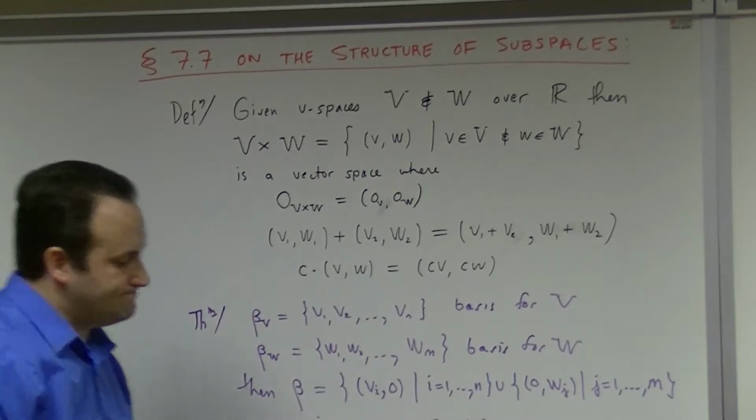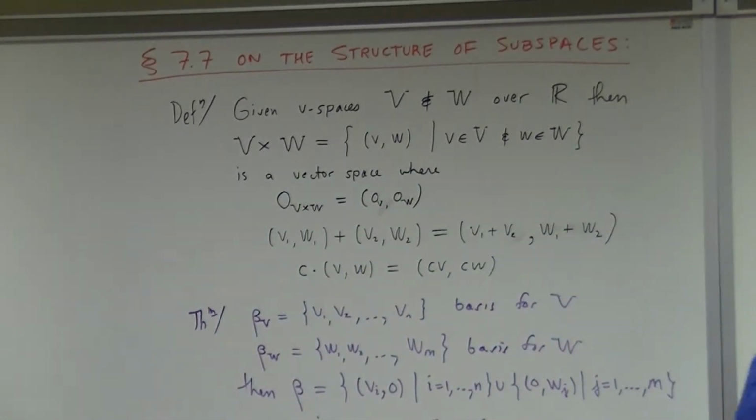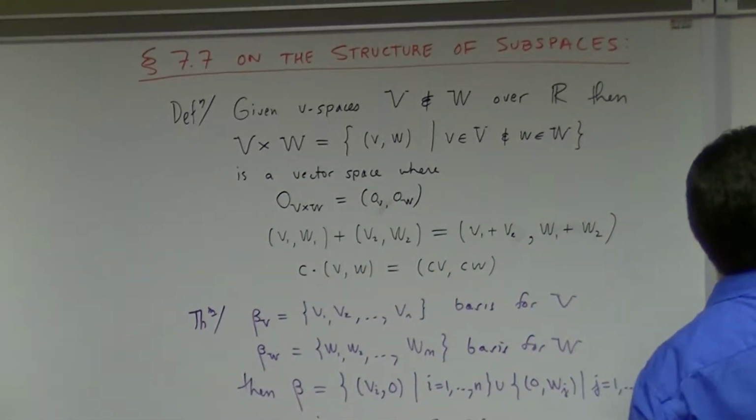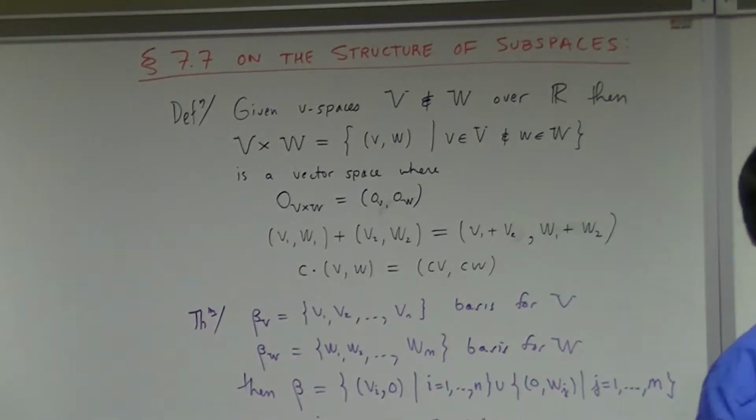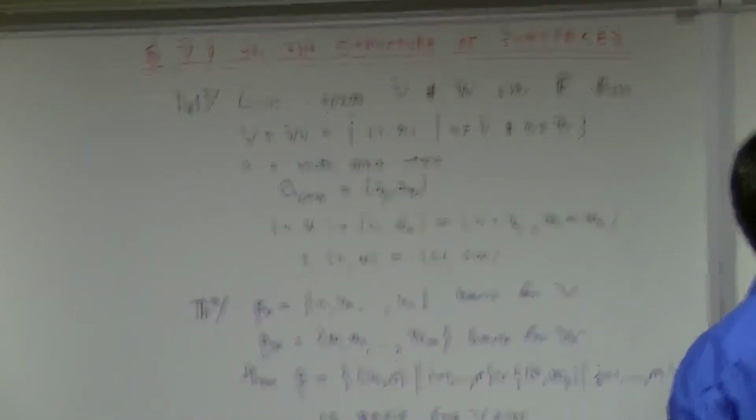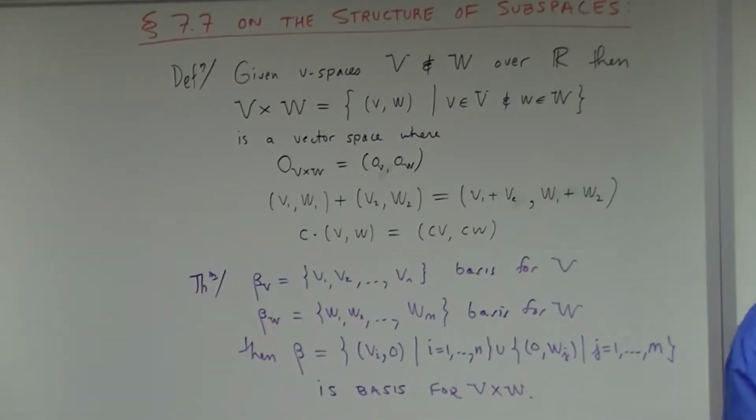All right, so what does it take for, let's prove that. What does it take for beta to be a basis? We need to show what? Linear independence. Yeah, linearly independent, and the span of beta is equal to the vector space.